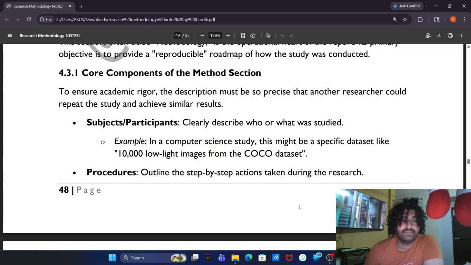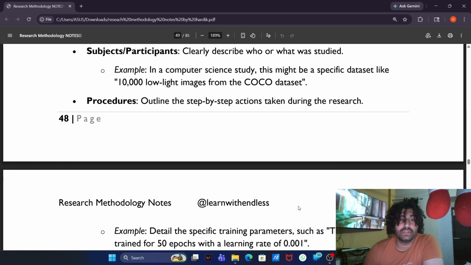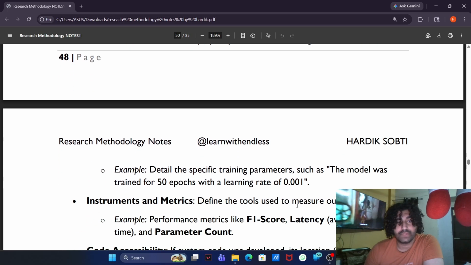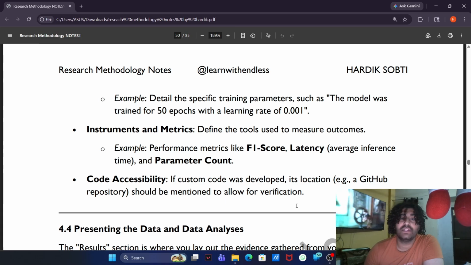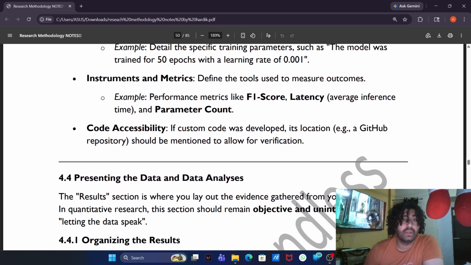Subjects or participants. Clearly describe who and what was studied. Example, in a computer science study, this might be a specific dataset like 10,000 low light images from the COCO dataset. Procedures outline the step-by-step actions taken during the research. Example, detail the specific training parameters, such as the model was trained for 50 epochs with a learning rate of 0.001. Instruments and metrics. Define the tools used to measure outcomes.